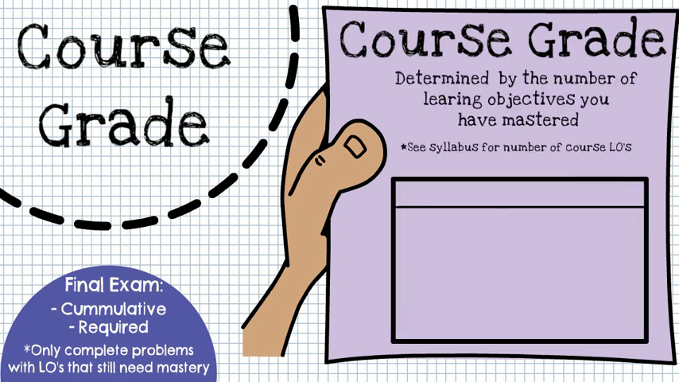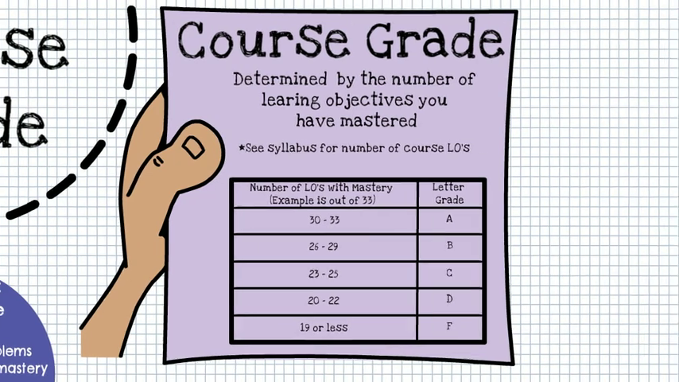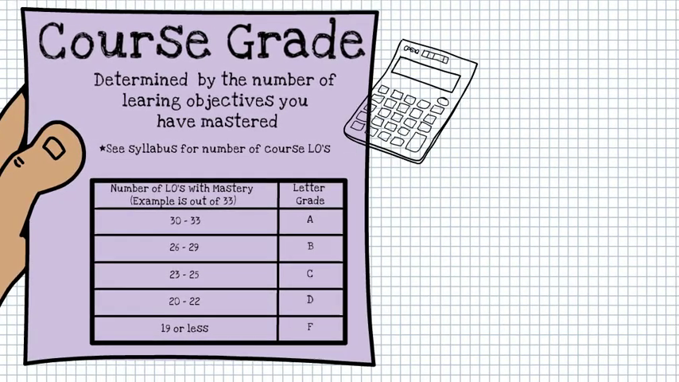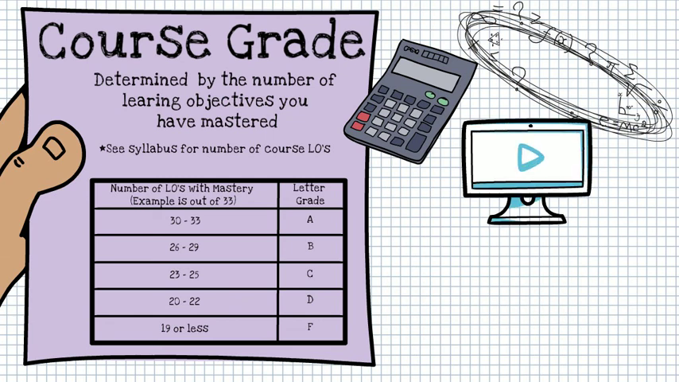This example chart shows that to earn an A, a student needs to master at least 30 out of 33 learning objectives. To earn a B, a student needs to master at least 26 learning objectives. A C requires at least 23 mastered learning objectives, and a D requires at least 20 learning objectives mastered. These numbers are just examples, and you should review your course syllabus for the details of your grade scale. To understand how to read your grade in Canvas, be sure to check out the video titled Understanding Your Grade in Canvas.